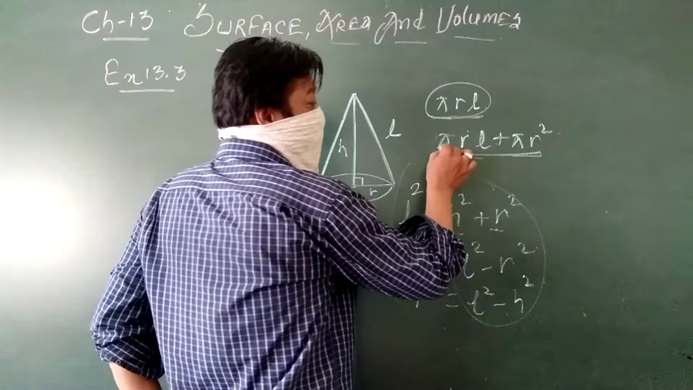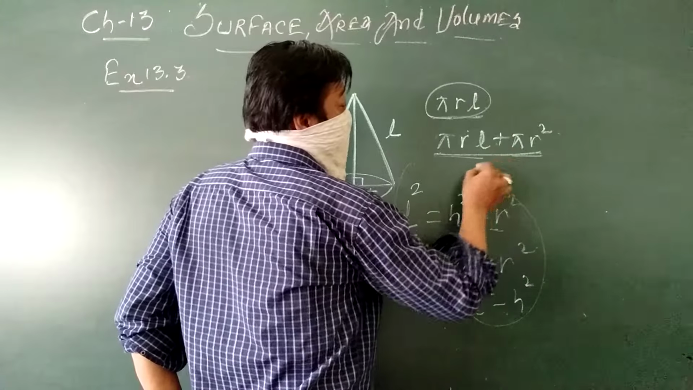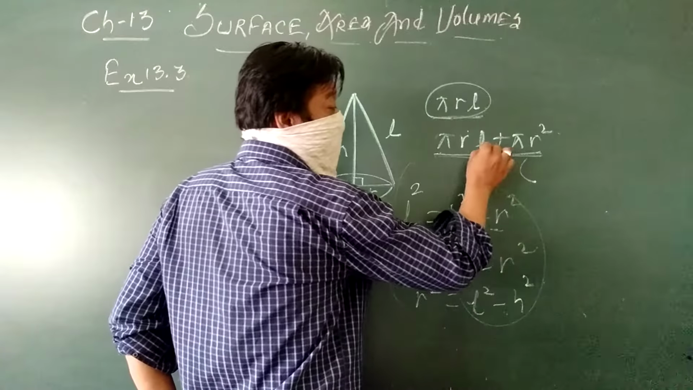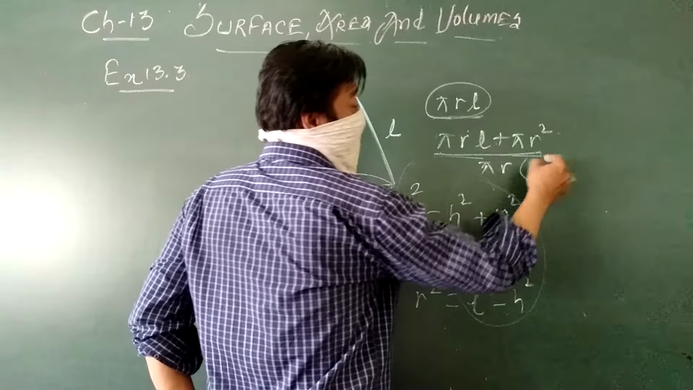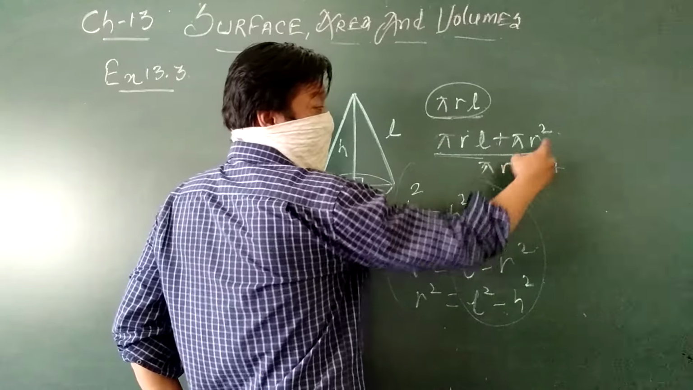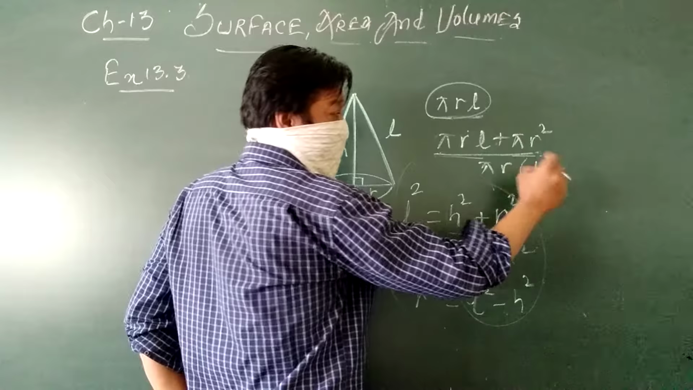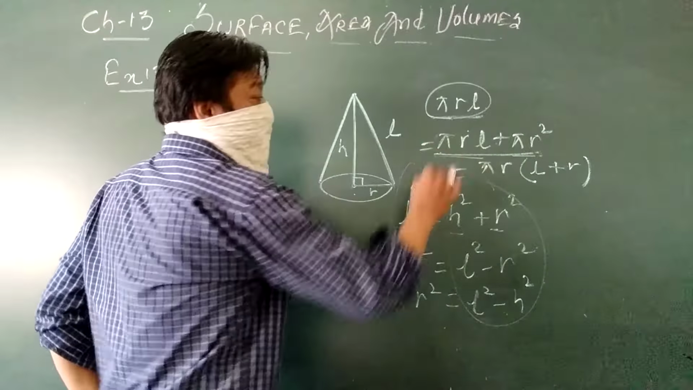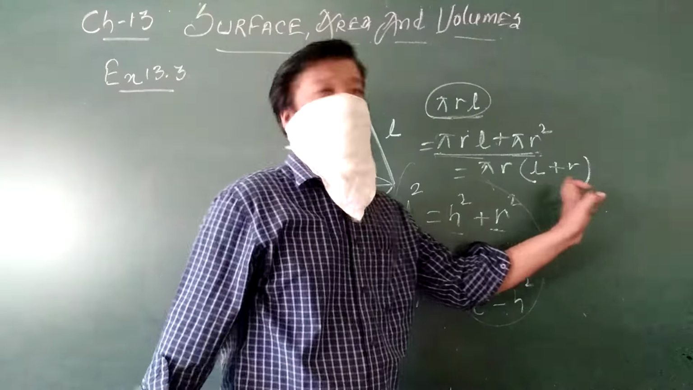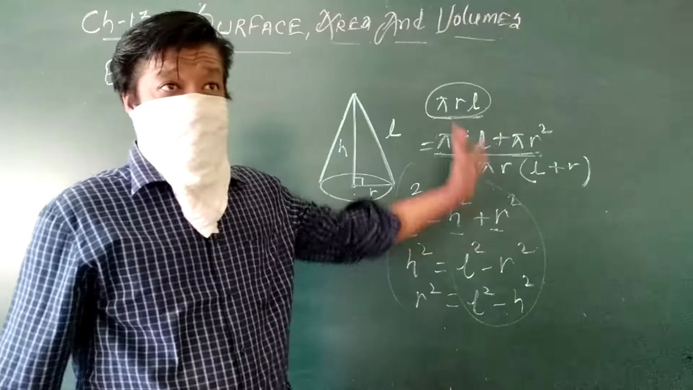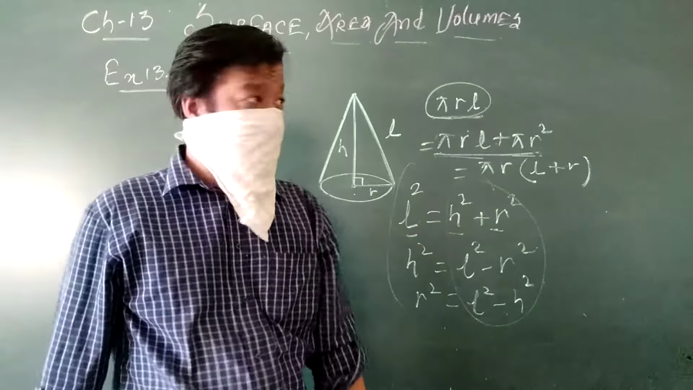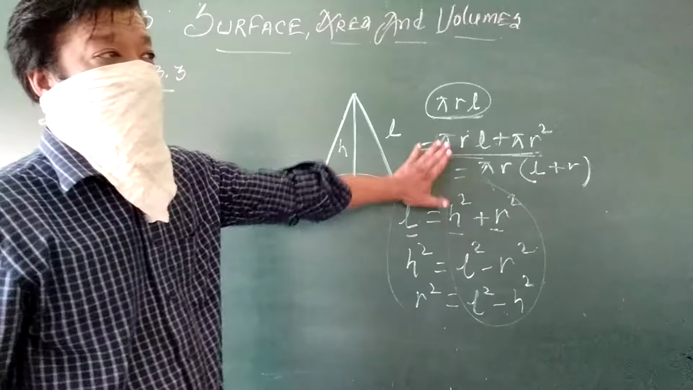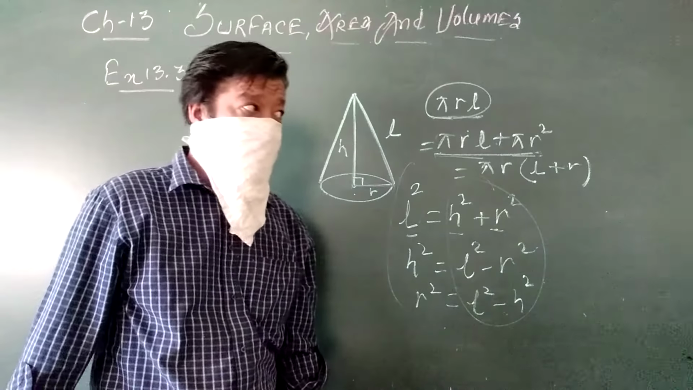Or you can take pi r common from both, so the remaining is L plus r, since r square gives one r remaining. So you can find the total surface area by using pi r into bracket L plus r. Whichever you want to do, you can do. Fine. In this exercise we will see the curved surface area or the total surface area of the cone.